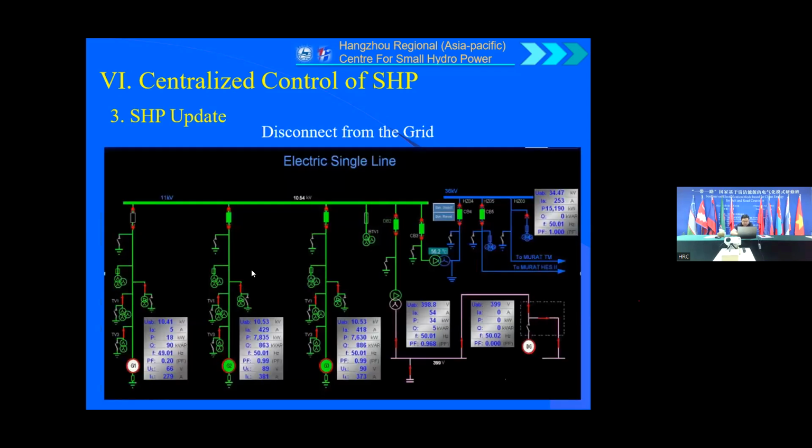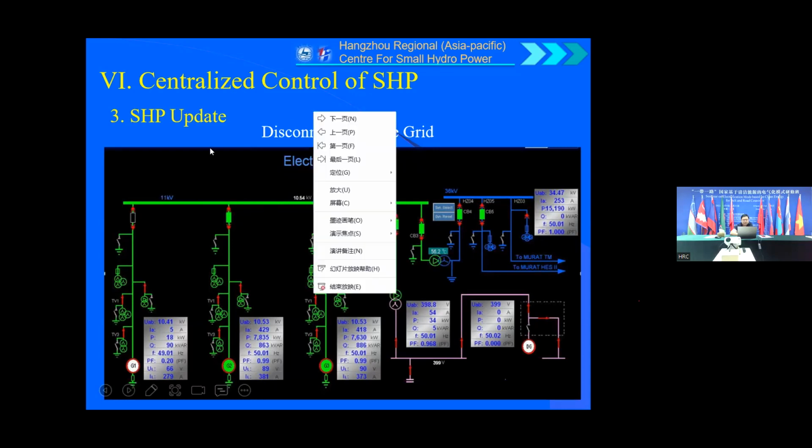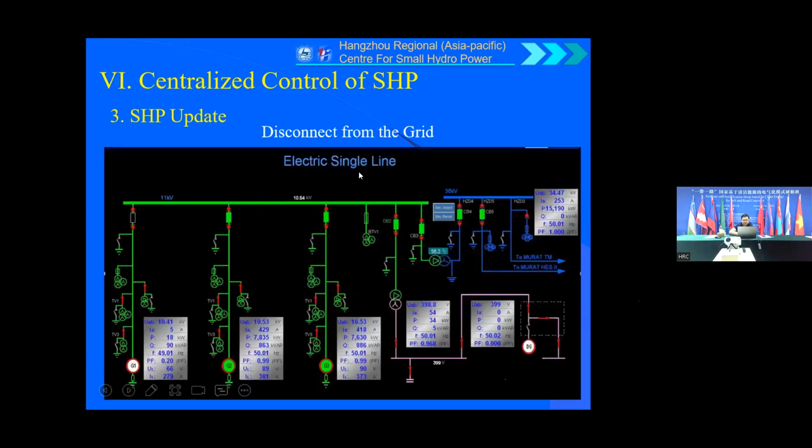Okay, another important part is to disconnect the unit from the grid. Take this power station for example. We can disconnect the circuit breaker for the unit. Also, we can disconnect the circuit breaker for the low voltage side of the main transformer, and also the circuit breaker of the high voltage side of the main transformer. So we have three circuit breakers for us to disconnect the unit from the grid, to make sure of the safety of the unit.